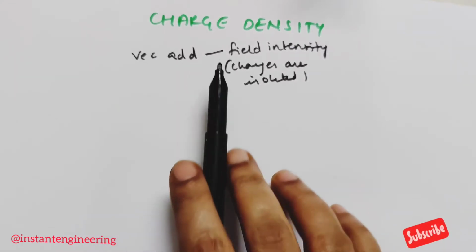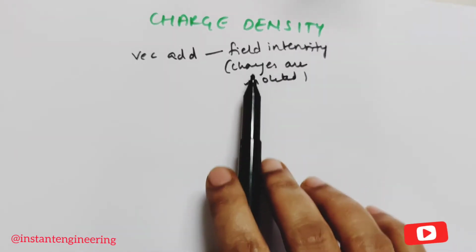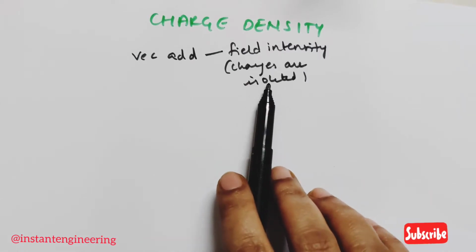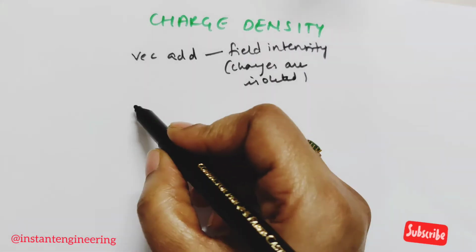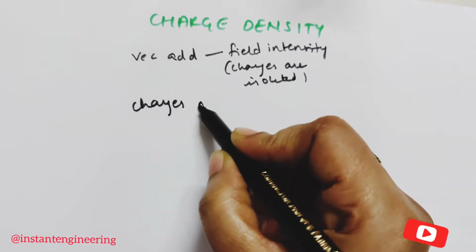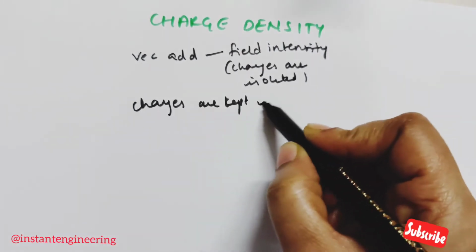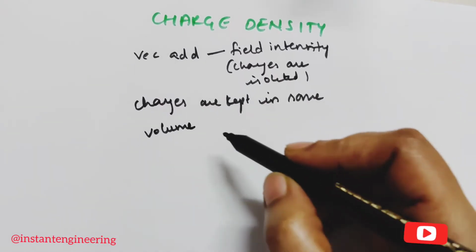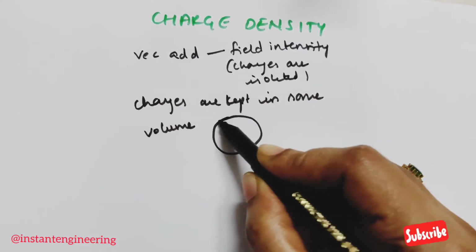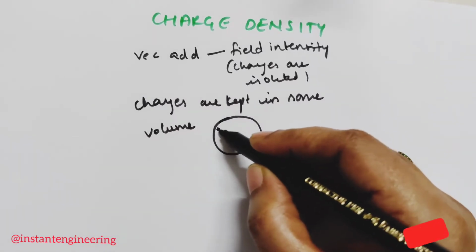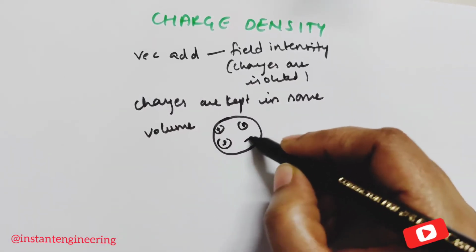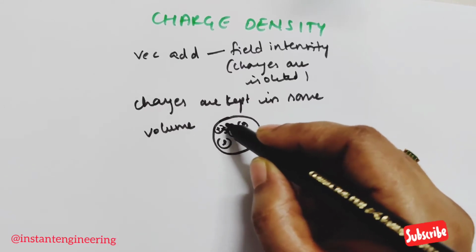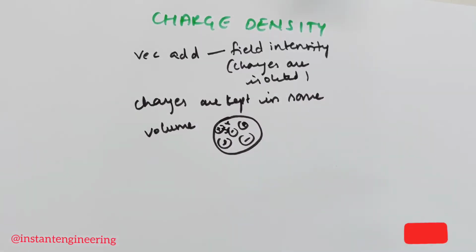But here in charge density, what happens is that these charges which are isolated are kept in some volume. Kept in some volume in the sense some smaller area. Suppose you're considering this is the area, this is the volume. Now you're placing these charges. That means the distance r among these charges is extremely small.